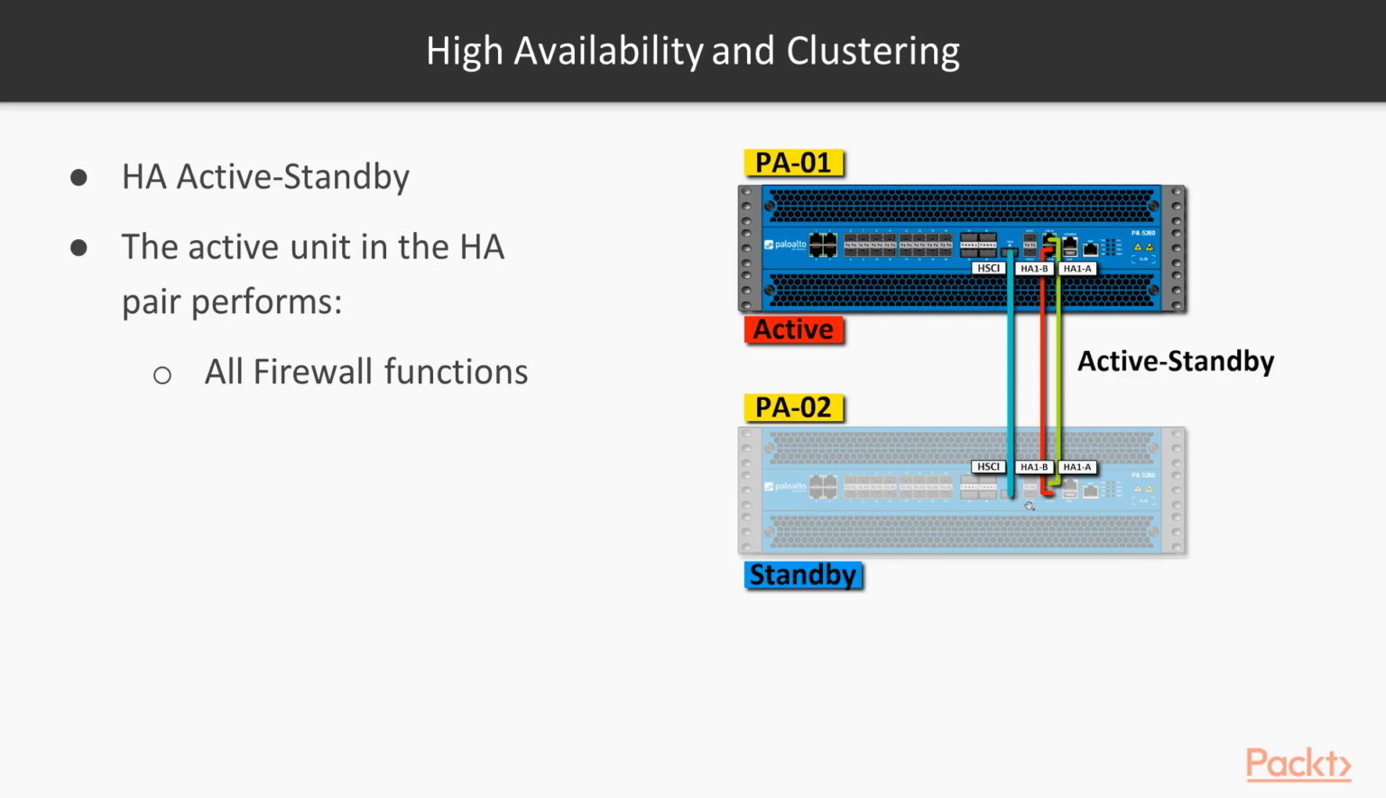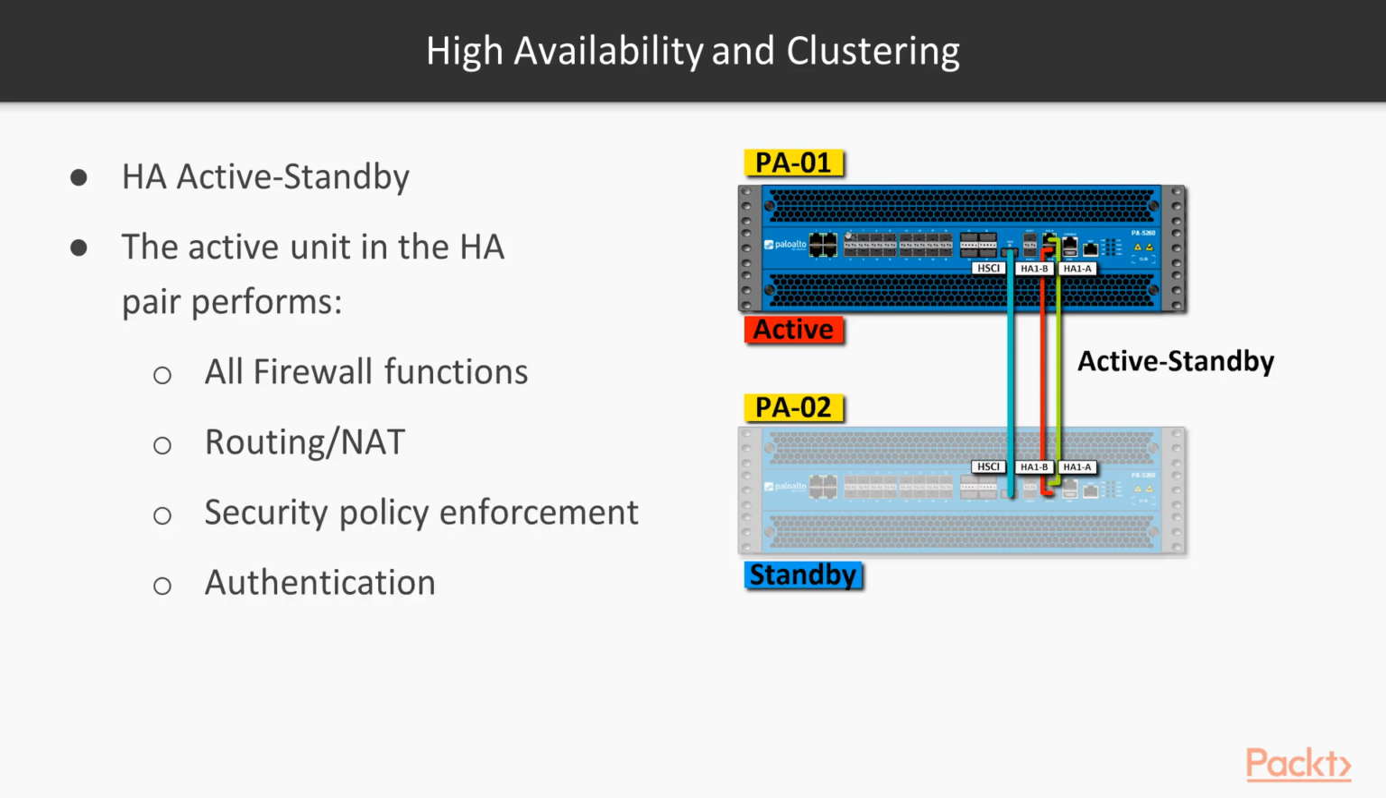In this setup, we have two units. We have a unit that is going to forward traffic, do our routing, and NAT translations, or address translations. So this unit will basically do every single function that the Palo Alto does. This active unit will act as a normal Palo Alto. It will do all the normal forwarding decisions, all the policy enforcement, all the authentication requests, etc.